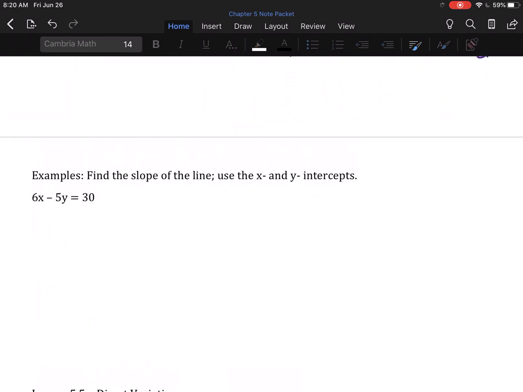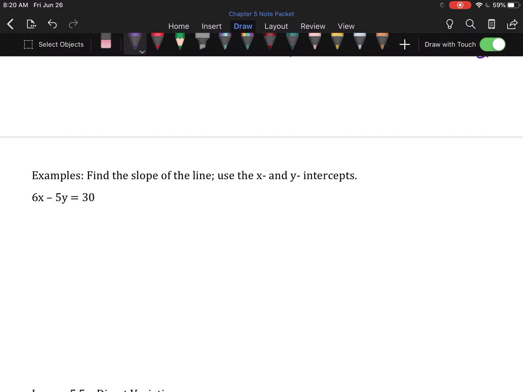And finally, find the slope of the line using the x and the y intercepts. So this equation is in standard form. X stuff, y stuff, number. So think back, to find the intercept, we were doing this kind of thing, where we said, okay, then 6x is 30, and negative 5y is 30. That, of course, means that x is 5, and y is negative 6.